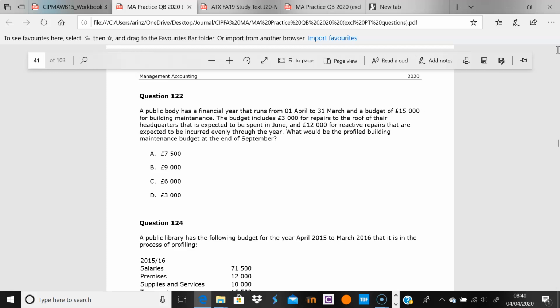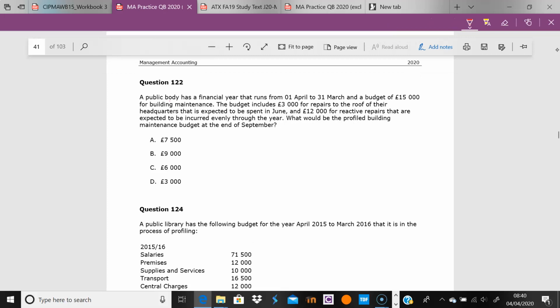It says here that we have a public body with a financial year that runs from the 1st of April all the way to the 31st of March, so 12 months. It has a budget of 15,000 for building maintenance. The budget includes 3,000 for repairs to the roof expected in June.